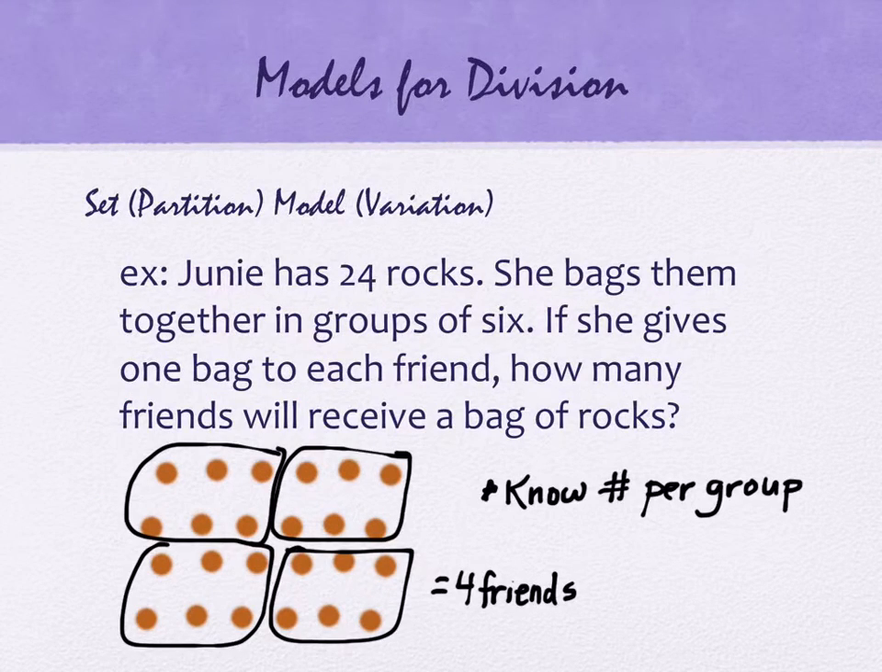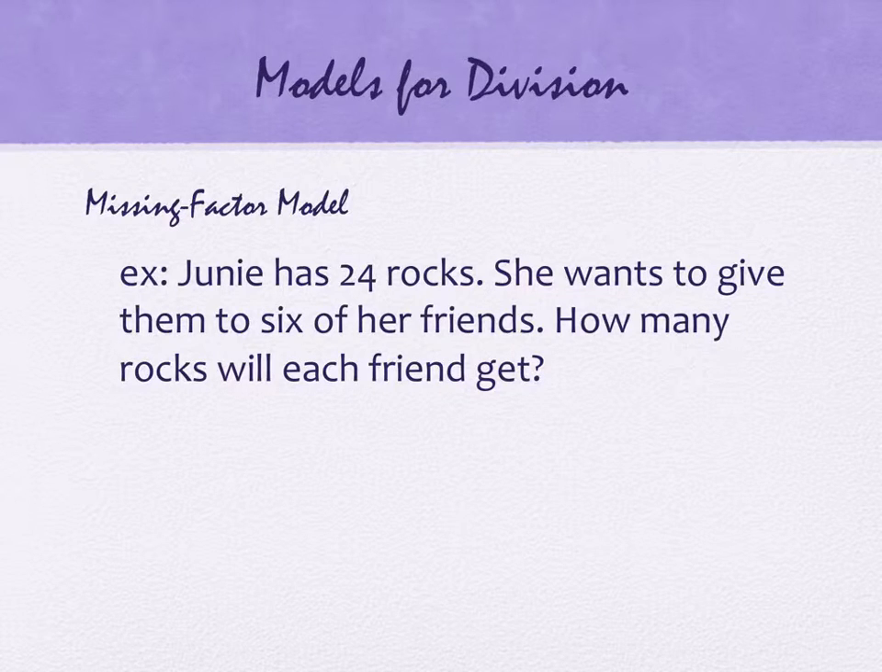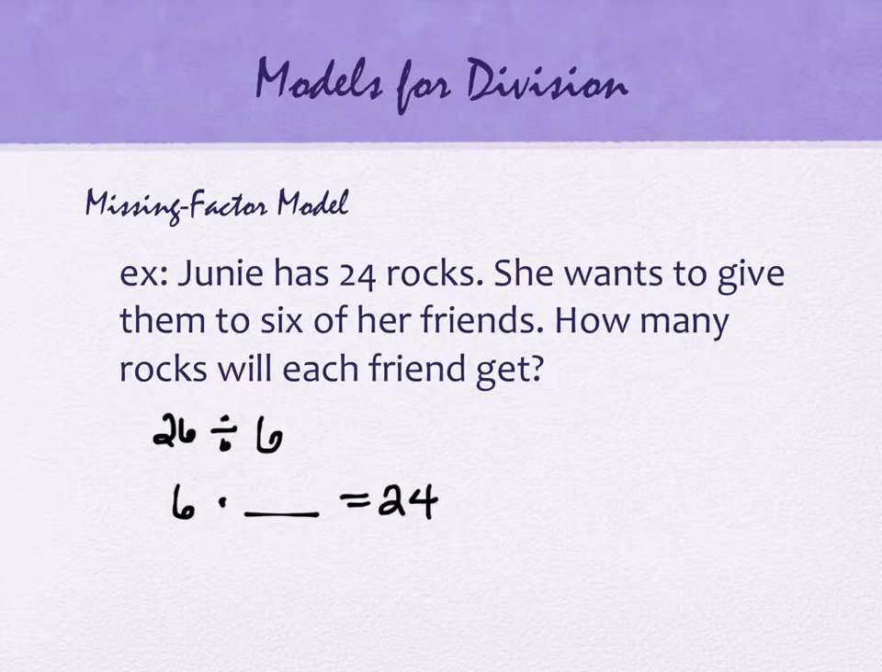There are 2 more models for division, though. This one is the missing factors model. So this talks more about how to solve the problem in terms of the definition for division, kind of. So this is the idea that says if I have 24 and I want to divide it by 6, so the problem's the same. It says 24 rocks. She wants to give them to 6 of her friends. How many does each friend get? The question is simply asking you, what would you have to multiply 6 by to get 24? Right? That's the definitional approach to division. And of course the answer here in the box or blank is 4.